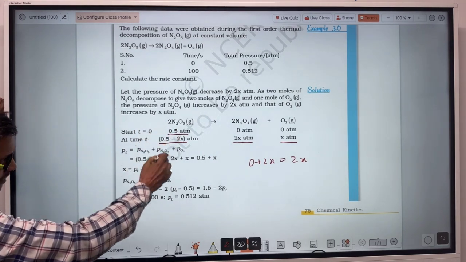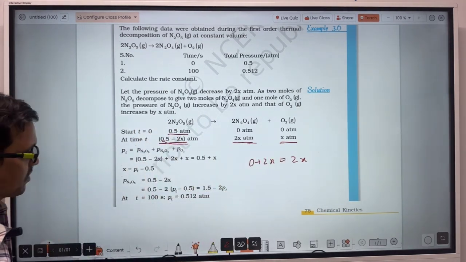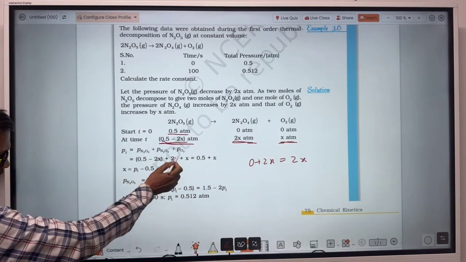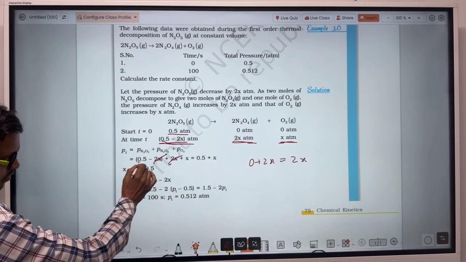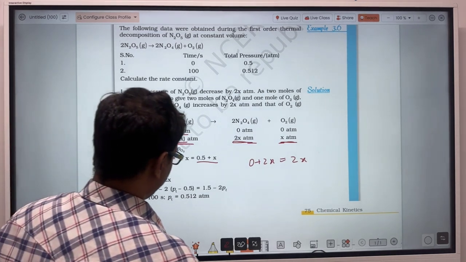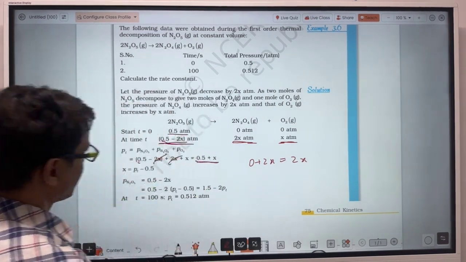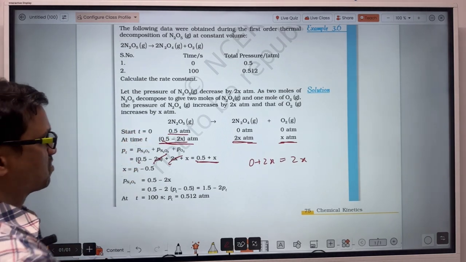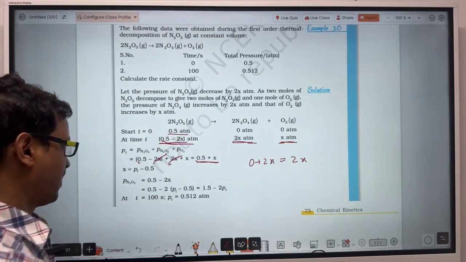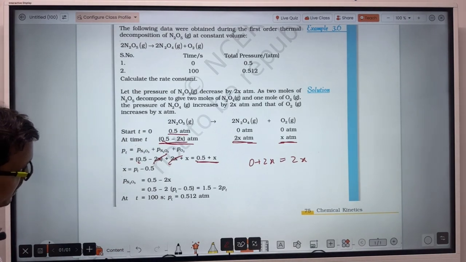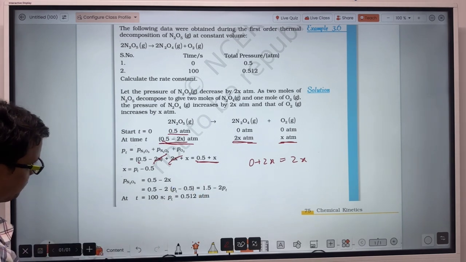The total pressure will be equal to the summation of all of them: 0.5 minus 2x plus 2x plus x. So 2x and 2x get cancelled out, giving 0.5 plus x. So at T equal to 100 seconds, the total pressure will be 0.5 atm plus x. And at T equal to 100 seconds, the total pressure has been given as 0.512. So 0.512 will be equal to 0.5 plus x.